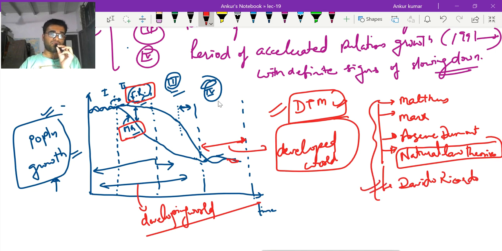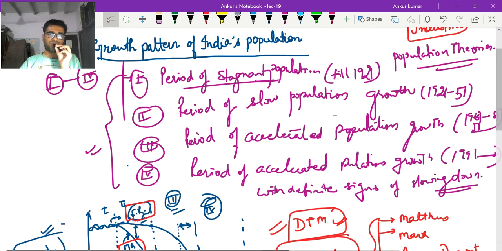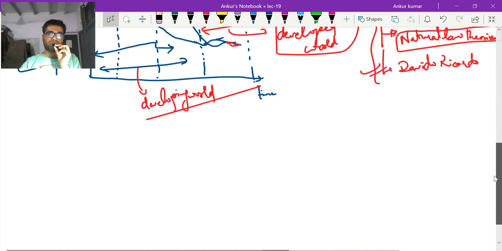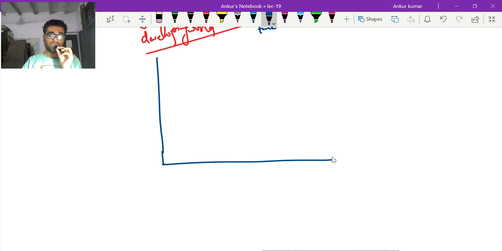Okay, here what we are doing is analyzing the population growth of India on the basis of demographic transition theory. That's why we discussed the DTM very briefly. So these four phases we will analyze first, on the basis of the demographic transition model. The model says that in the initial phase, the first phase of India, the fertility rate and the mortality rate both were very high. This was the breaking point, 1921, as per the demographic transition model, right?